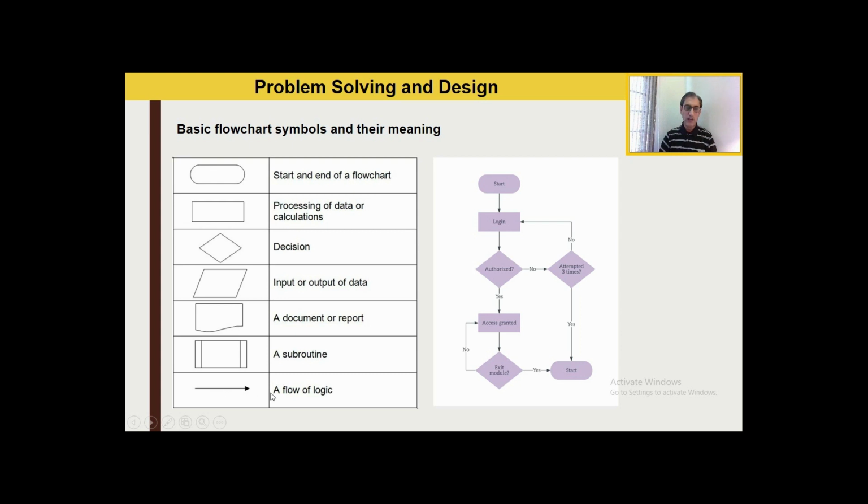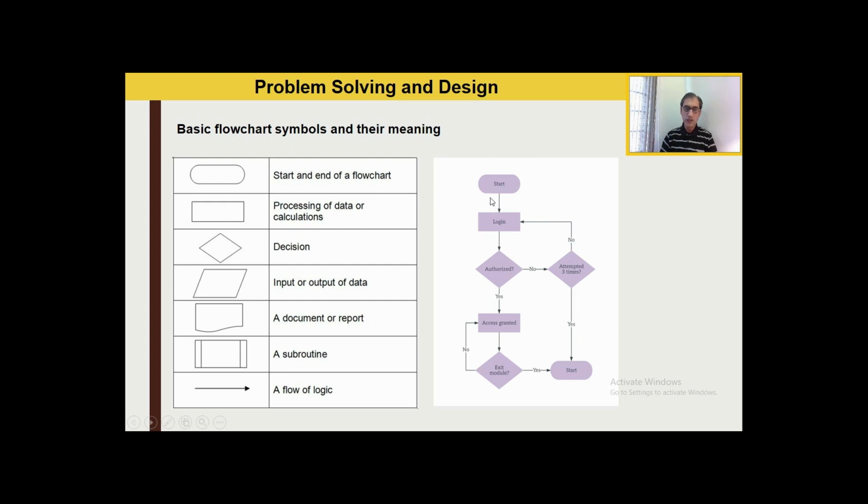And then, of course, the arrows depict the flow of logic. The direction of the arrow shows the flow of the logic or of the program: what is happening first, where the program is branching off from one point to the other, and then to another part. So the logical flow of the working of the program is depicted through the use of these logic flow arrows.